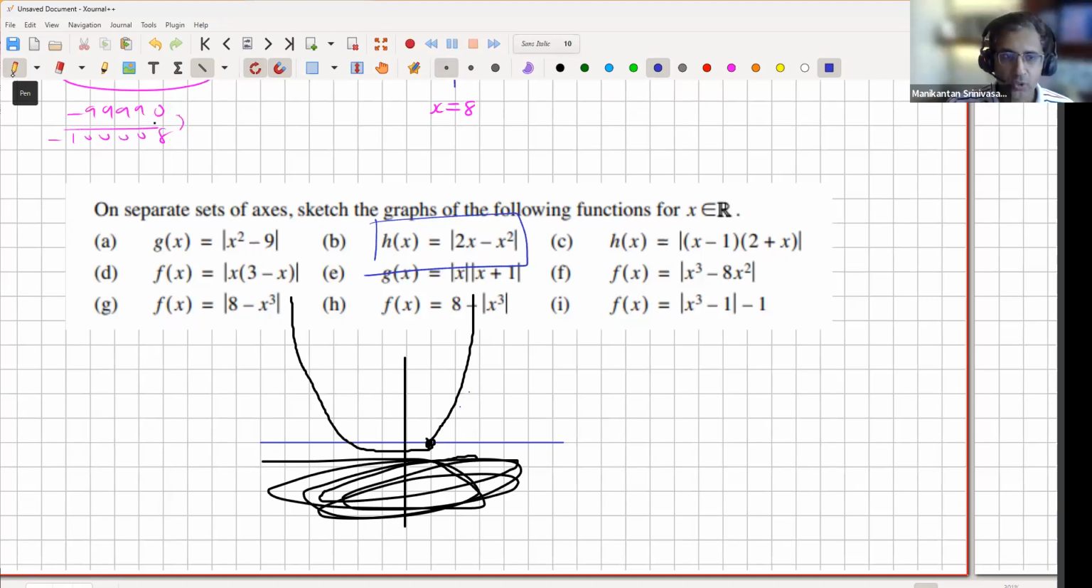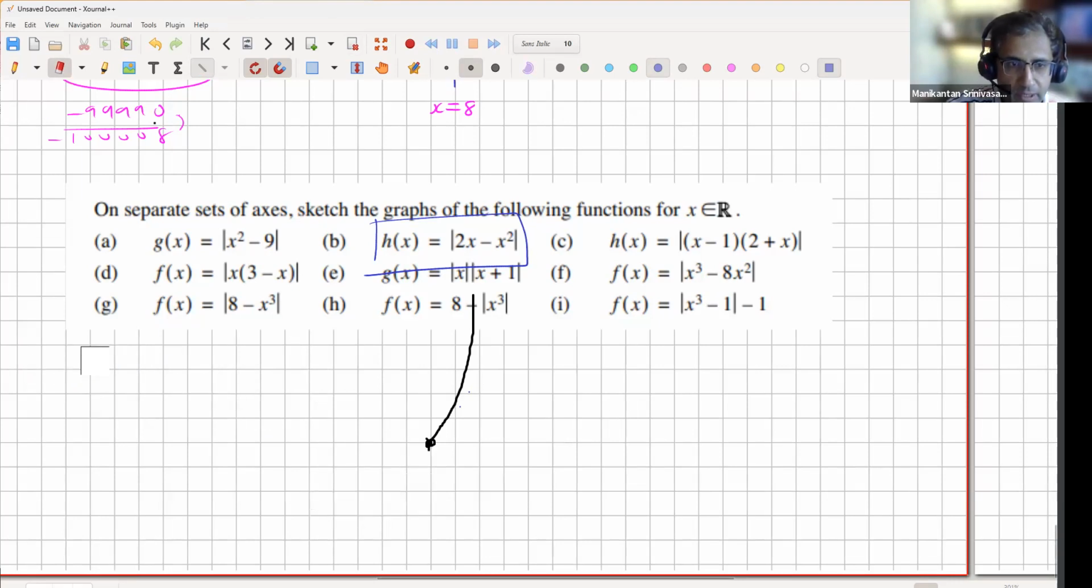What I suggest you do is ignore the absolute value. Just plot y equal to 2x minus x square. So let's do that first. One sec, Sumer, I'll just take it from you. Okay, so just plot. How do I erase your drawing? I'm not able to erase that. Can you erase your drawing? I'm able to erase mine, but not yours.